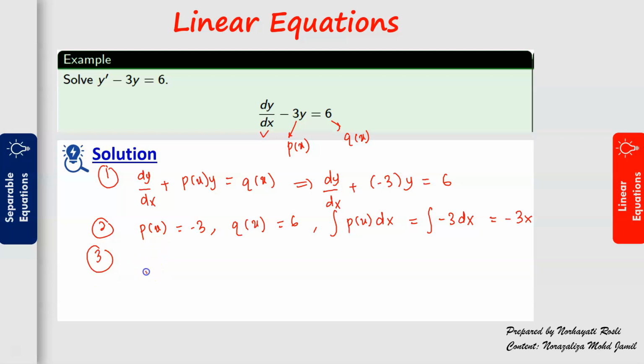The integrating factor is given by rho of x equal to exponential of the integration of p(x) dx. This one you actually got from the previous step. It means that here the integration of p(x) dx is negative 3x, so our integrating factor is exponential of negative 3x. You just substitute with what you got in step number 2.